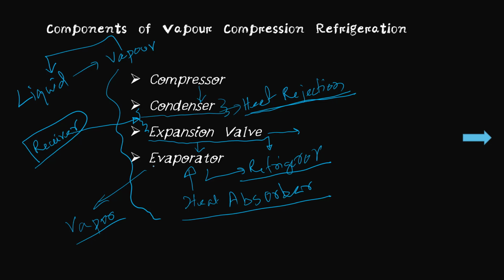From the condenser it will go to the expansion valve, and we all know due to the expansion, temperature and pressure decrease. Since the temperature decreases, it will become liquid again. This liquid will be received in the receiver. That is like a storage of the liquid. The liquid is stored in the receiver, and that will go to the evaporator, where it will absorb the latent heat of evaporation at low temperature, and it will become vapor again. That is the cycle involved in the vapor compression refrigeration system.